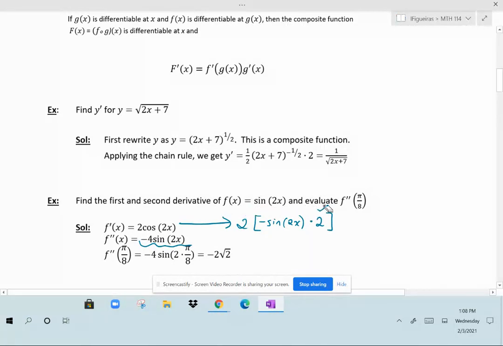Then I have to evaluate it at pi over 8. So you plug in pi over 8 for x, and we know that 2 times pi over 8 is pi over 4, but pi over 4 is equal to root 2 over 2. So when you multiply -4 times root 2 over 2, these cancel, and that's how we get an answer of -2 root 2.